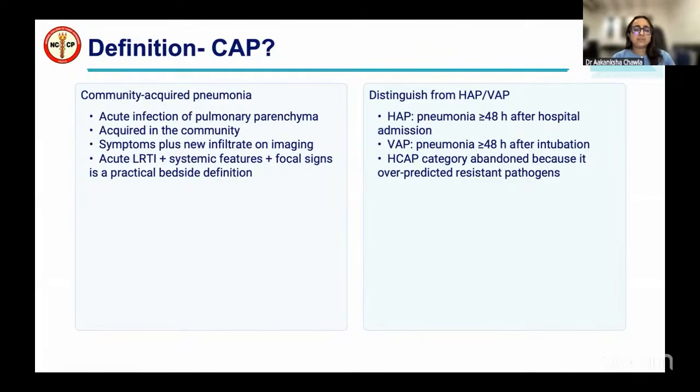So how is CAP different? How is it defined? It is an acute infection of the pulmonary parenchyma acquired in the community and symptoms plus a new infiltrate on the imaging. So that is what essentially forms the definition of a community acquired pneumonia.